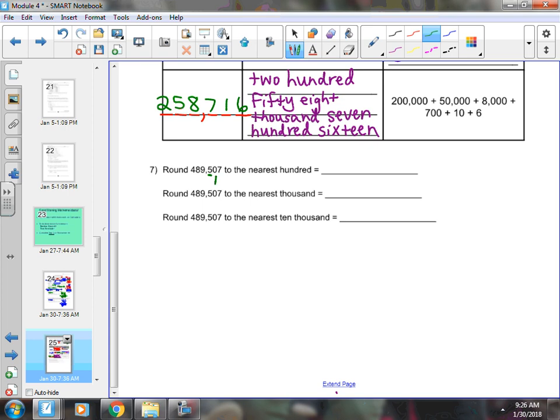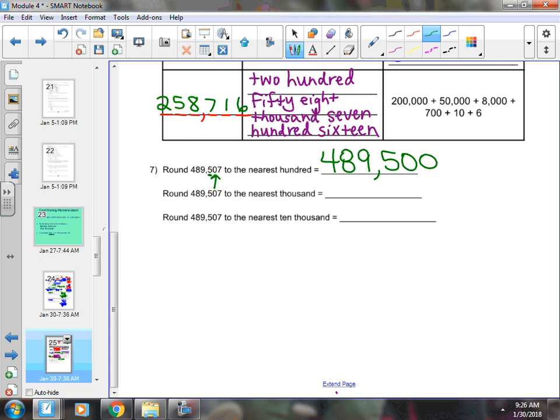A 0 definitely tells us to keep it. Good. So we're going to keep that 5 a 5 and make everything else a 0. All right, 507 is definitely closer to 500 than it is to 600.